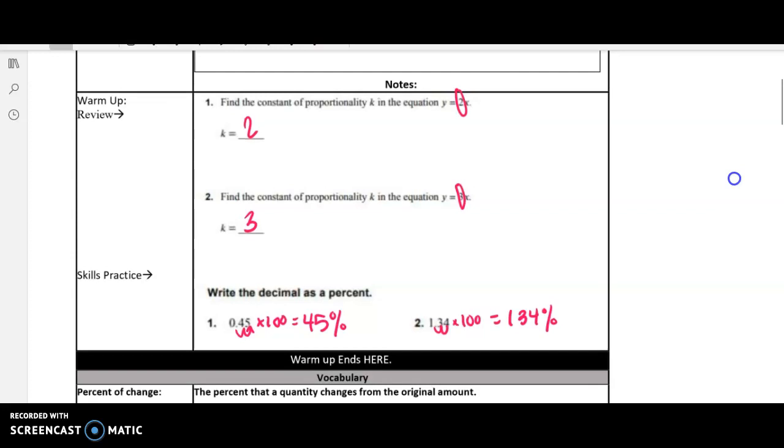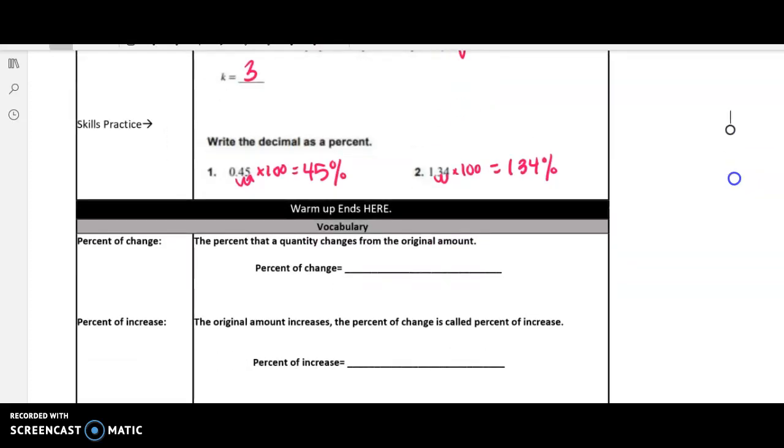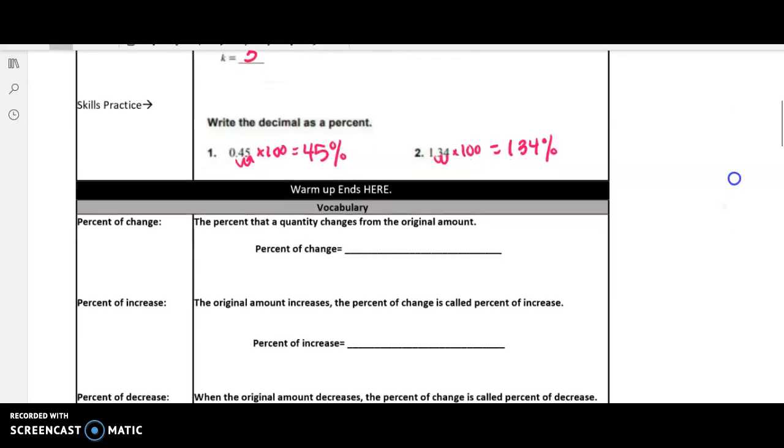All right, so for number 1, our constant of proportionality is always our number next to x, because it's y equals kx. And so our constant of proportionality is our 2. And for number 2, our constant of proportionality was 3. Whenever you're writing a decimal as a percent, you multiply it by 100, or you just move the decimal over 2 places to the right. So you get 45% and 134%.